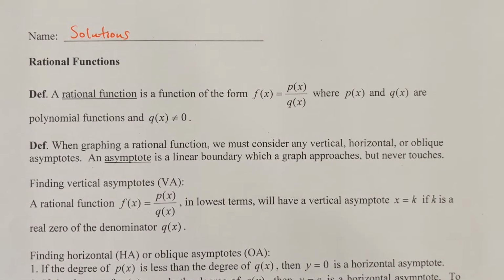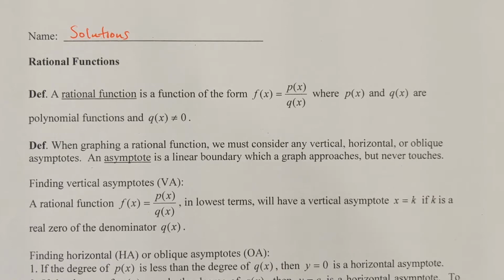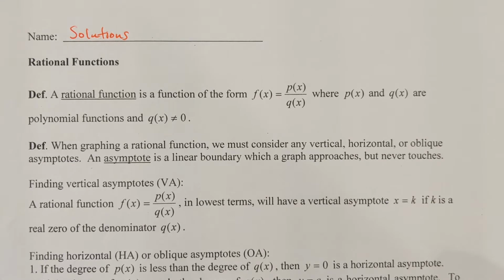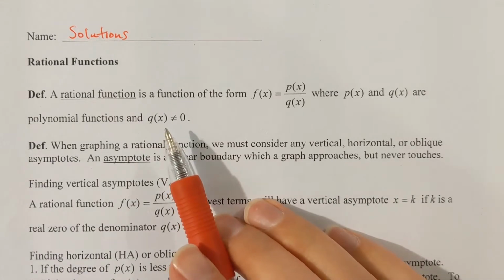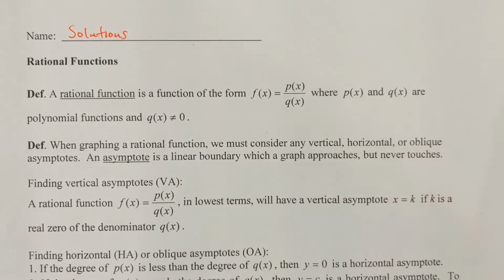Okay, this worksheet here is where section 4.6 would begin. The topic is rational functions. Definition: a rational function is a function of the form f of x equal p of x over q of x, where p of x and q of x are polynomials. And just like with numbers, you can't divide by 0.